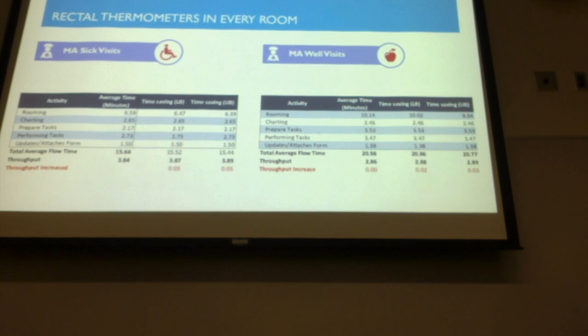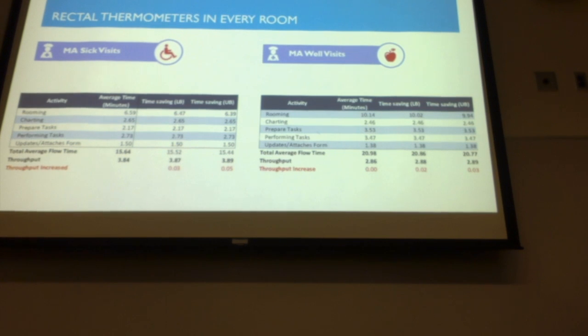Thanks, Vic. So the next improvement we're going to talk about is placing rectal thermometers in every room. This is a good example of a process improvement that, while it doesn't have the big impact like what Vic was just talking about, putting in patient portal kind of stuff, it does illustrate that even the smallest things can actually drive up the throughput and increase the number of patients that we're seeing.